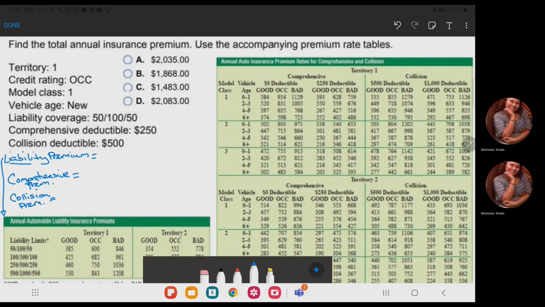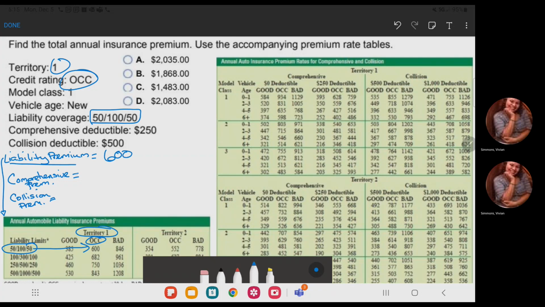So liability first. I need to know what territory I'm in, what kind of credit I have, and my liability limit. So I know I'm in territory 1 with occasional credit, and my liability coverage or limit is 50/150. So territory 1, occasional credit, 50/150, $600 is my first one.